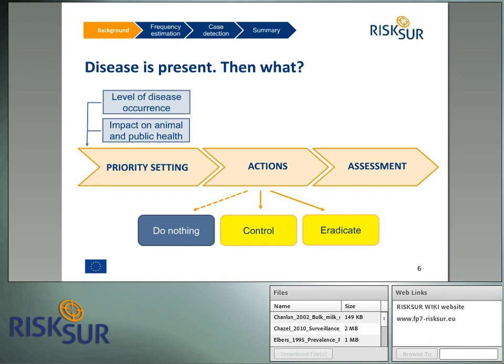Control and eradication imply that some actions are taken to reduce or eliminate the disease from the population. The first step in taking actions against a disease is to identify the cases, meaning the epidemiological units having the disease under investigation. Once the cases have been detected, they can be removed from the population, consequently reducing the prevalence of disease. Hence, disease control programs require surveillance activities designed for case detection.